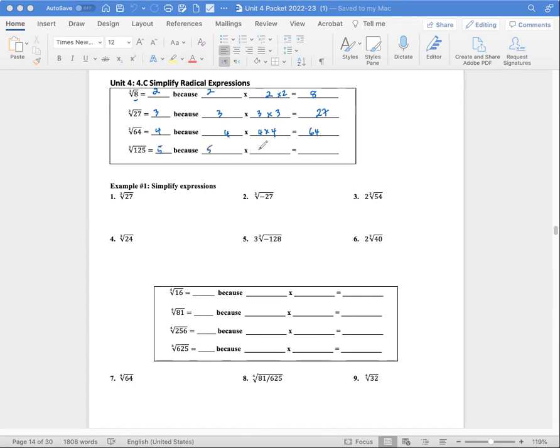Because 5 times 5 times 5 is 125. Okay, so let's try it out. Cube root of 27. We already know it's 3 times 3 times 3. So the job of the cube root is to get 3 items at a time. The job of the square root is to get 2 items at a time and pull them out as 1 item, 1 representative, to the outside. Cube root of 27 is just 3.